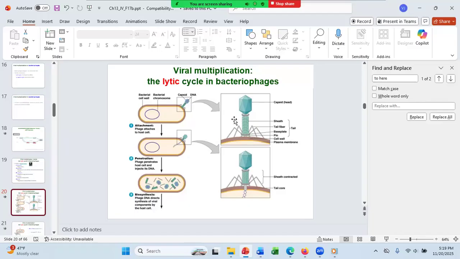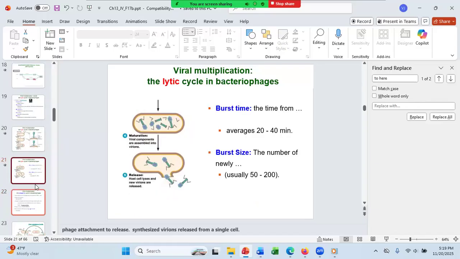All right, and then when the virus is attached to its host cell, it will digest a very small hole right there using, once again, the enzyme lysozyme. And then the sheath will contract, and that forces the genome of the virus into the cell. Biosynthesis then occurs where the genome will be replicated, the proteins will be synthesized, and then the virus will start self-assembling.